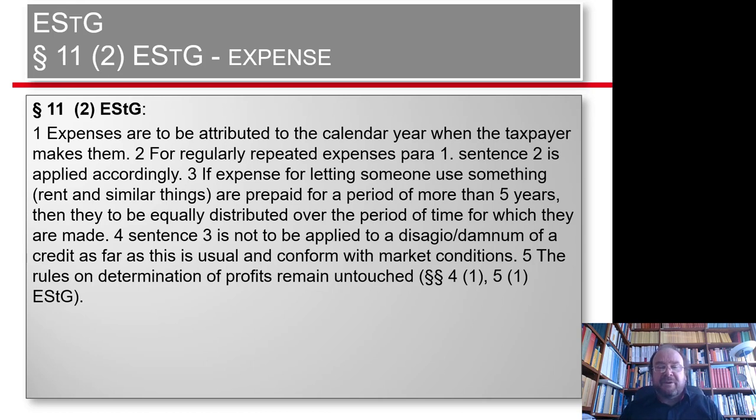then they have to be equally distributed over the period of time for which they are made. Sentence 3 is not to be applied to the disagio or damnum of a credit as far as this is usual and conform to market conditions. And number 5, again, the clarification that the special rules on determination of profits by bookkeeping and balance sheet and so on naturally prevail. So they are special rules which derogate from 11.